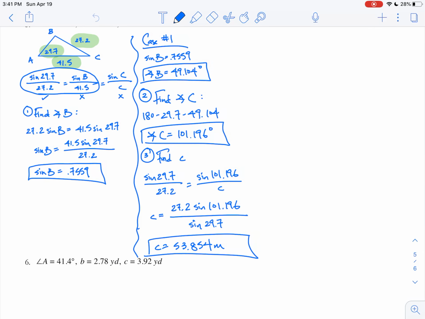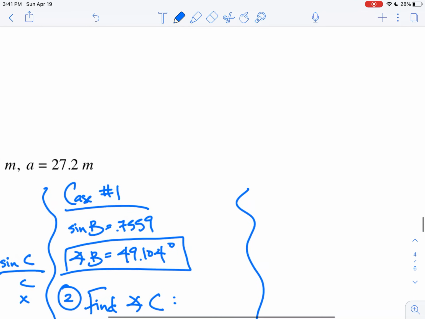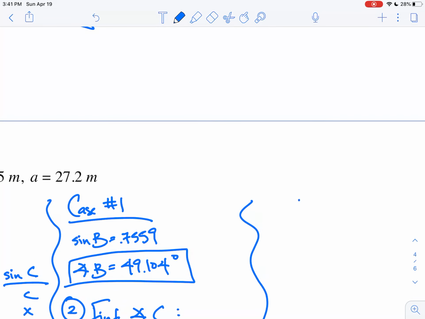All right. Now, because this was a pain in the SSA case, we have to go ahead and try case number 2. So we know we have at least one triangle. Our question now is, do we have a second triangle? So let's do case number 2.